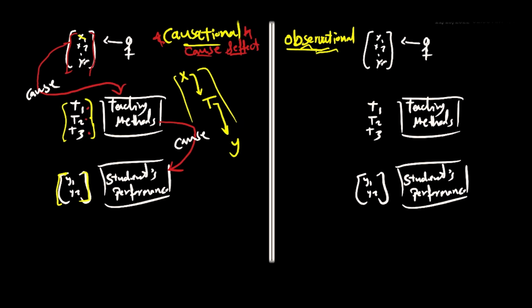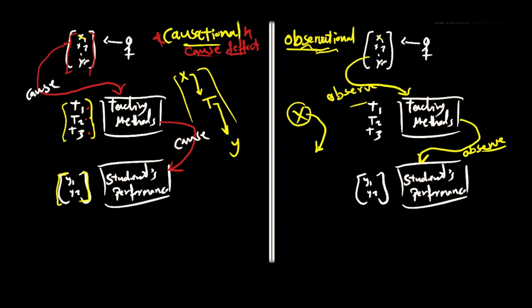On the other hand, the observational space says that I want to observe the relation between X and T. So I am observing. Then I want to observe the relation between T and Y. Once again, I am observing. So in this case, I want to observe X and its relation with T, then T and its relation to Y. So I hope this illustrative visualization shows you the difference between causational and observational.